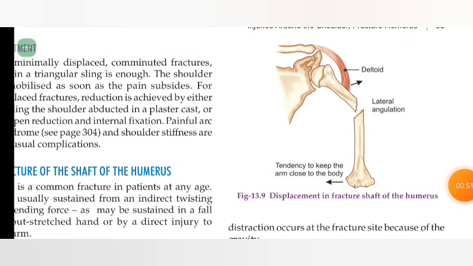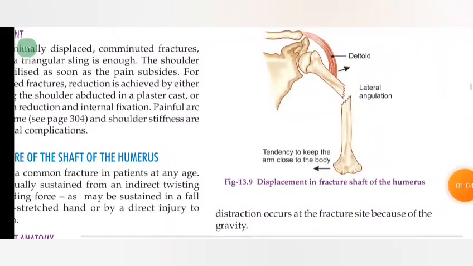Now we can see in the picture the displacement in a fracture of the shaft of the humerus: lateral angulation, tendency to keep the arm close to the body, and twisting displacement.